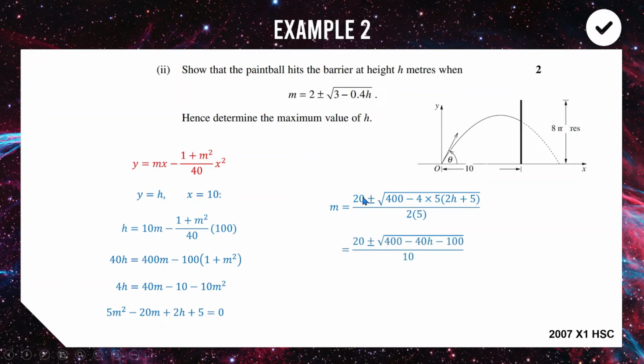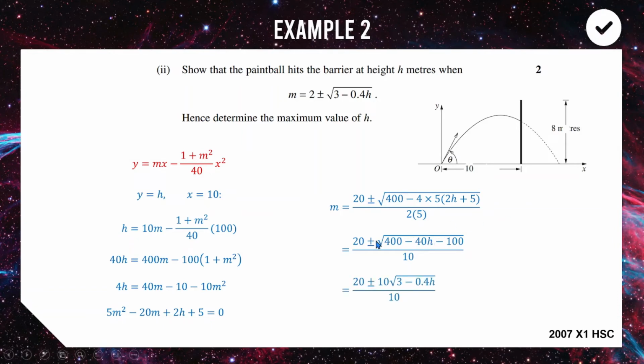So solving this, we get 400 minus 40h minus 100 inside our discriminant. So this will turn into a 300 minus 40h. We can see inside the square root, we want to have a 3 minus 0.4h. So what we'll do is we'll factor 100 out of the square root. And when you pull the 100 out of the square root, it turns into a 10 because the square root of 100 is 10. Fun fact.